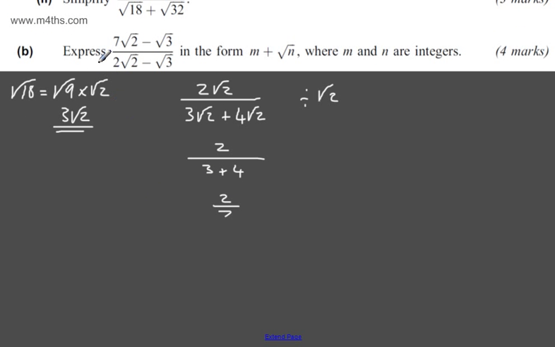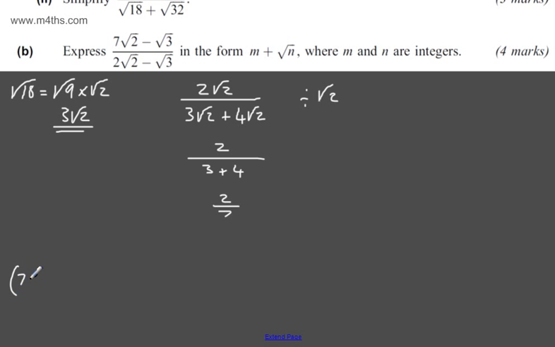In part B, for 4 marks, we're asked to express 7 root 2 minus root 3 over 2 root 2 minus root 3 in the form m plus root n, where m and n are integers. We need to rationalise the denominator, so I'm going to multiply the numerator and the denominator of a fraction by 2 root 2 plus root 3. That's going to create the difference of squares, which will allow us now to have a rational denominator.